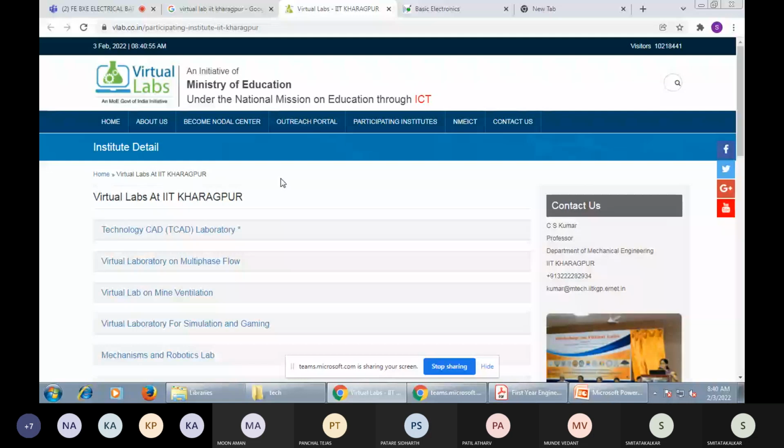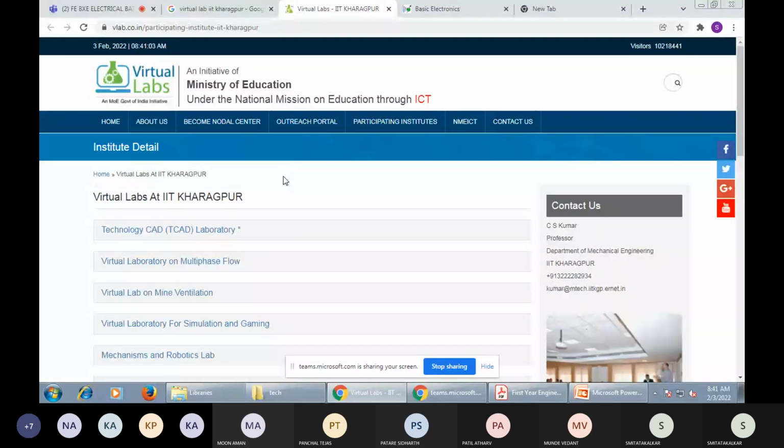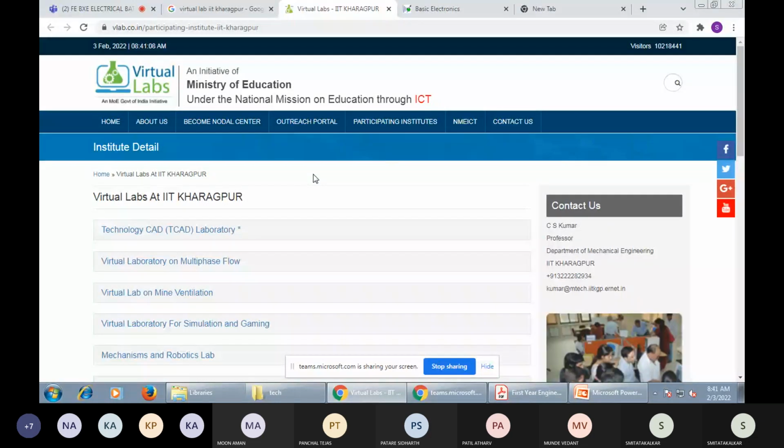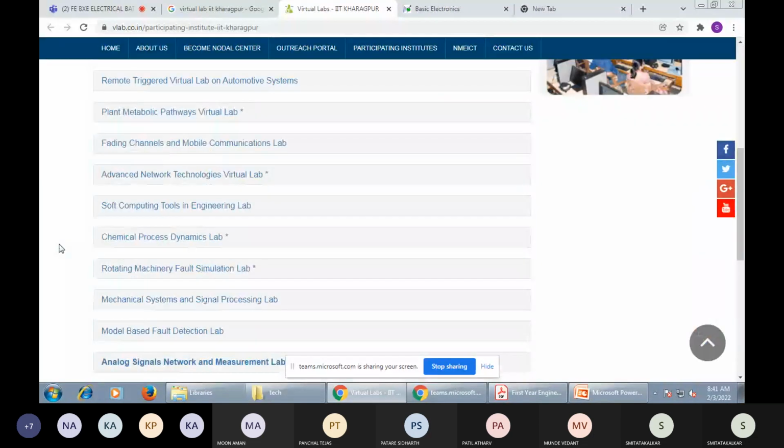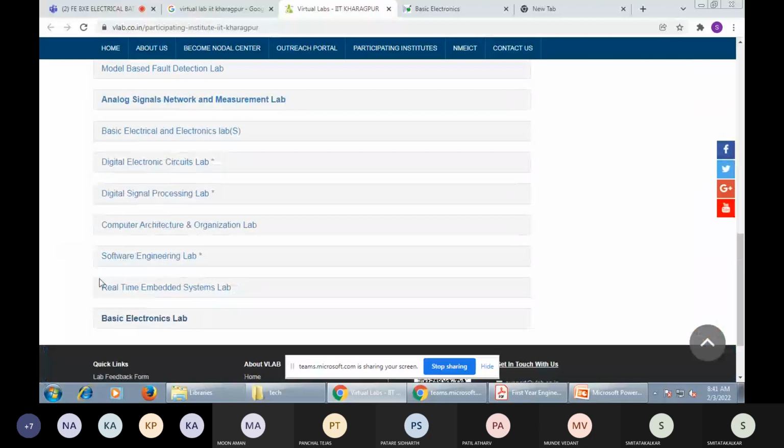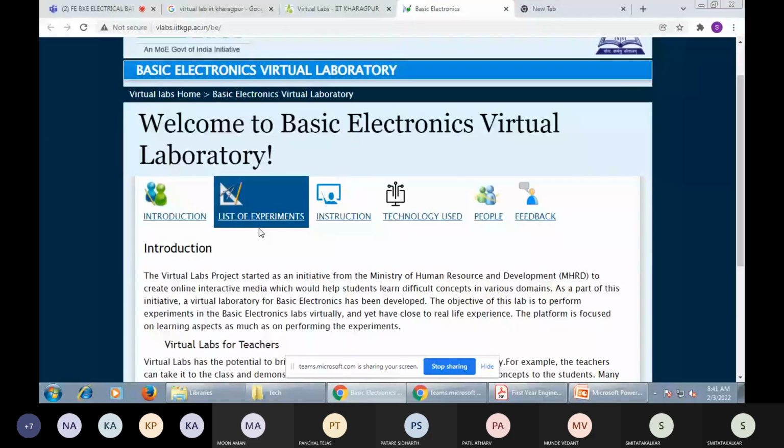This is an initiative of the Ministry of Education under the National Mission on Education through ICT, Information and Communication Technology. It has information on the technology of the laboratories: mechanical, civil, computer, ENTC, electrical. A number of labs are available here. Scroll down, and click on the basic electronics laboratory, the virtual laboratory.